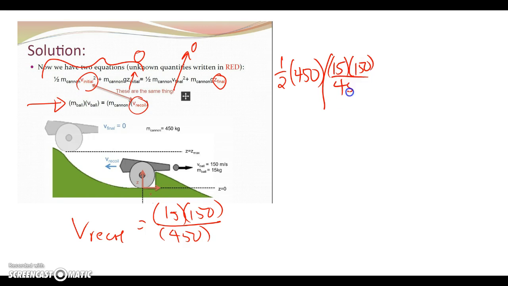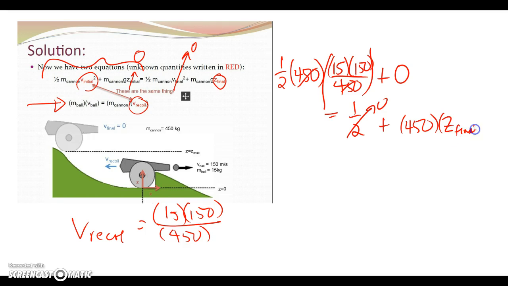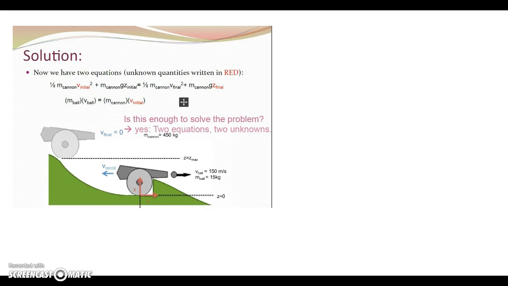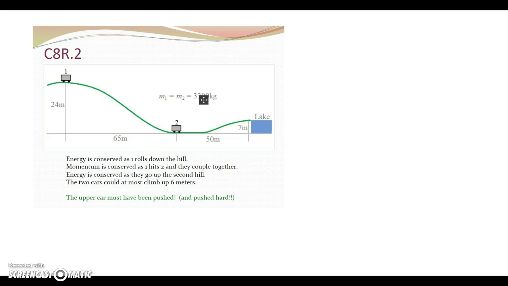150, 450. And goes away. Now, this second term for the cannon will be 0 because he's sitting at z equals 0. Equals 1/2 mass of the cannon velocity final, that will be 0, plus mass of the cannon height final. This height final is the only thing we don't know, and we can solve for that. Alright, moving on. We do have enough to solve this.